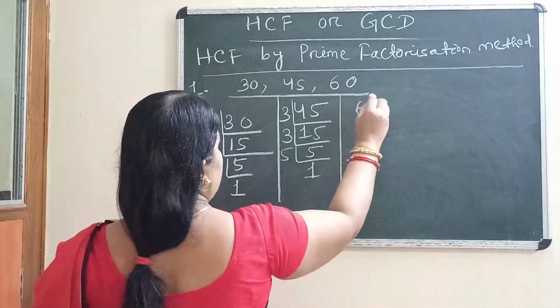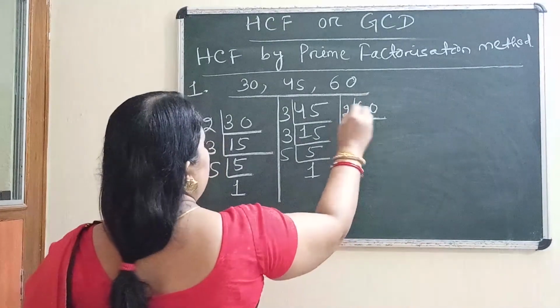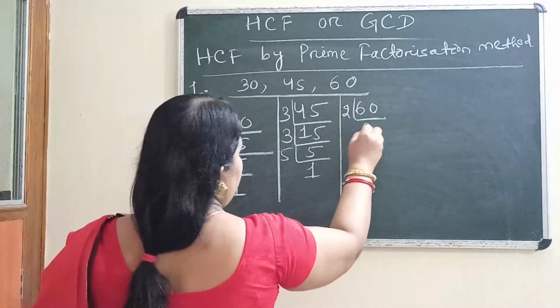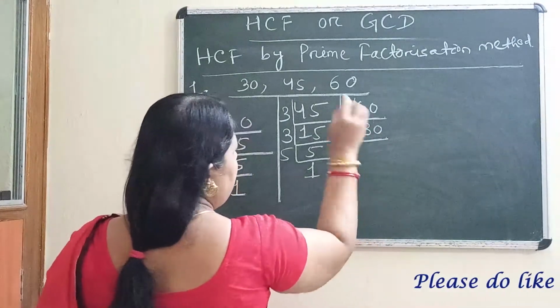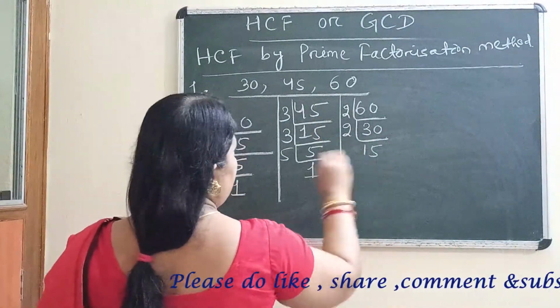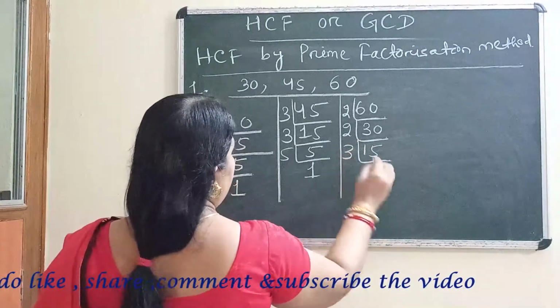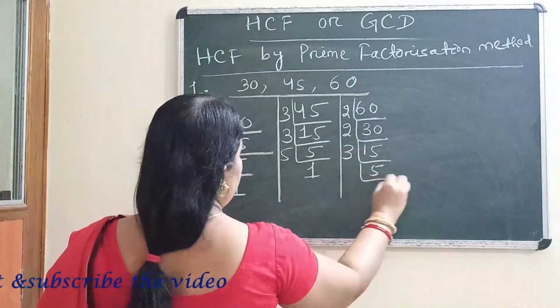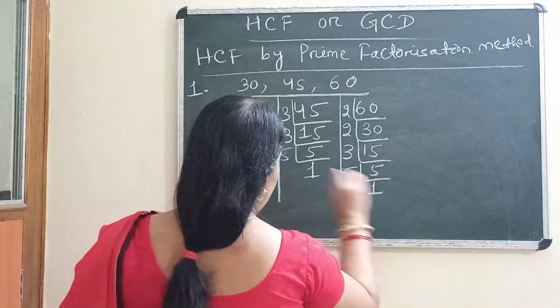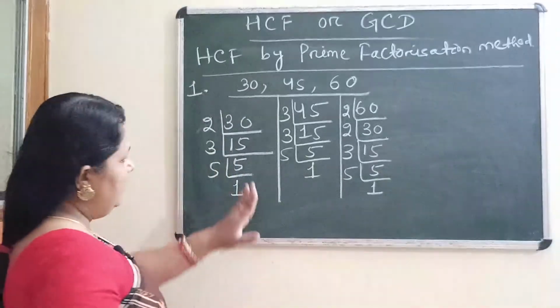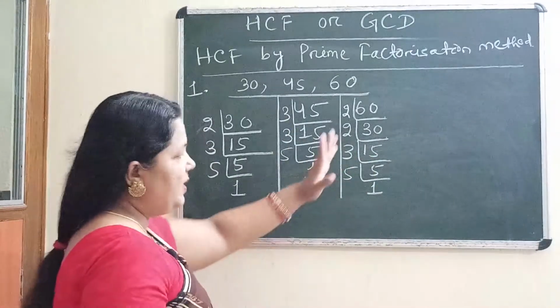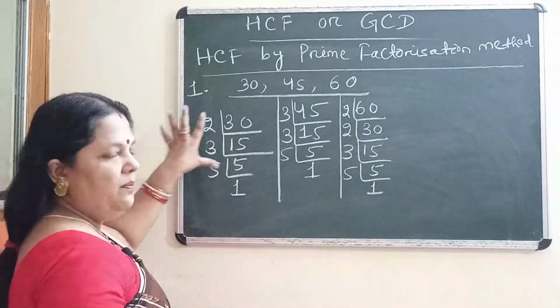Then go for 60. Divide it by 2. If you divide 60 by 2, you will get 30. Then continue the division by 2. You will get 15. Then by 3, 3 5s are 15. Again by 5, you will get 1. So in every case we got 1 as the quotient. That means your division part is over. Your factorization part is over with the help of prime numbers.